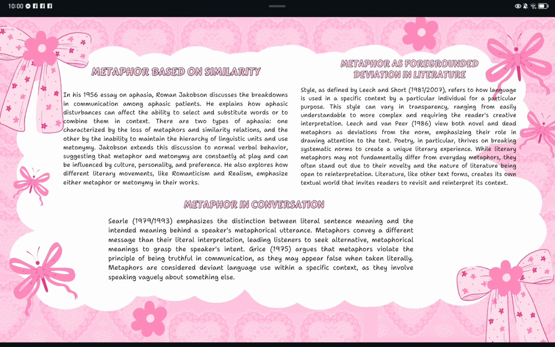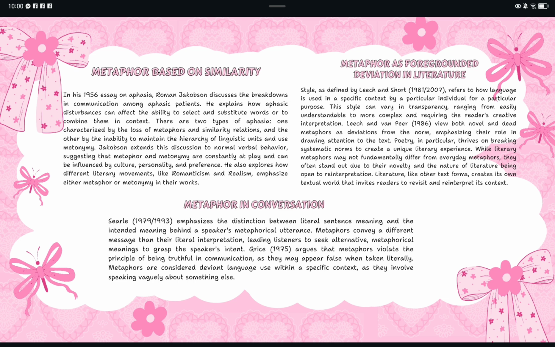Number 2, we have word substitution. Aphasic individuals may replace one word with another, often substituting a similar sounding word or a word related in meaning. This can lead to errors in communication and make it difficult for others to understand their intended message.